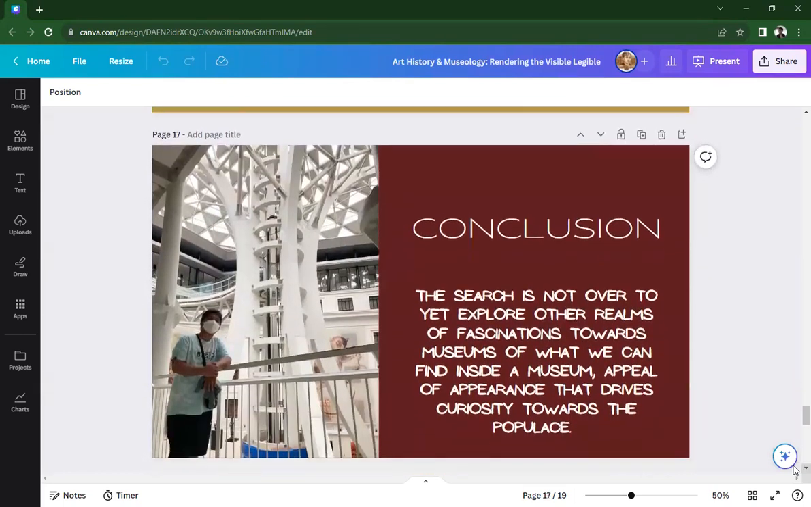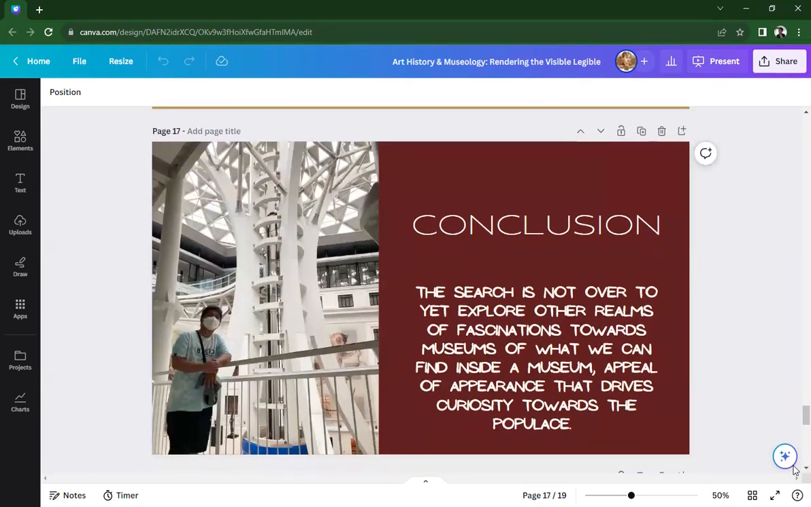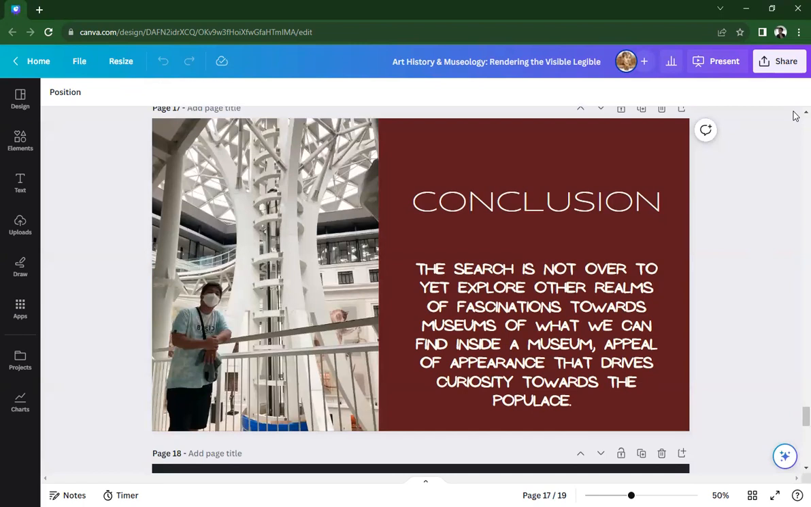So for the conclusion, the search is not over to explore other realms of fascination towards museums, of what we can find inside the museum, the appeal of appearance that drives curiosity in the populace, no? And this is the search for knowledge, the search for meanings, the search for stories, what museum objects' stories tell about, no?